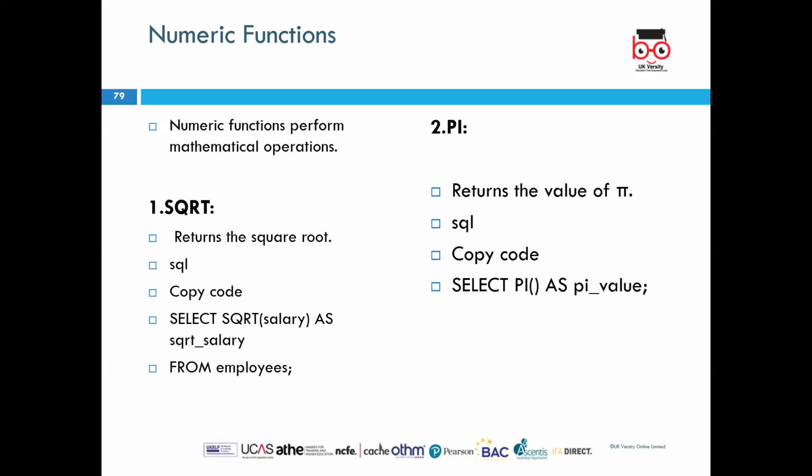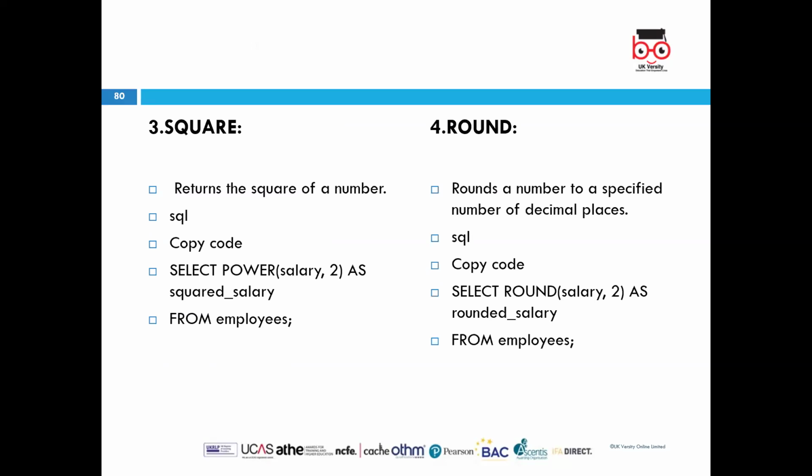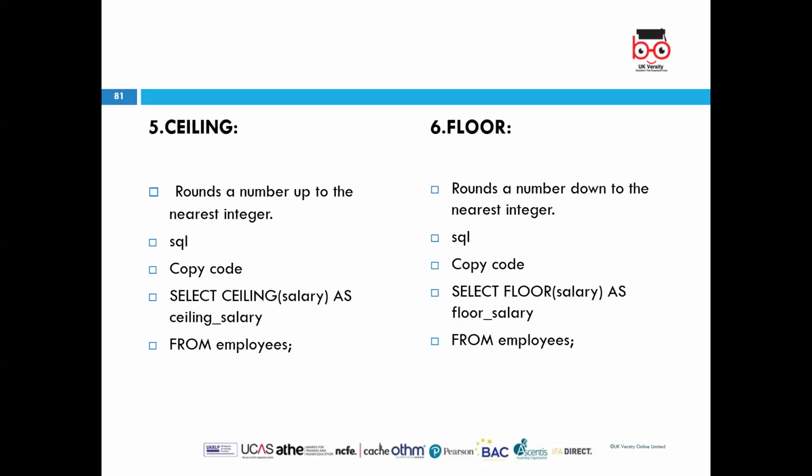Then we have numeric functions, which perform mathematical operations. Sqrt returns the square root, and with pi, we return the value of pi. Square returns the square of a number, and round rounds the number to a specific number of decimal places. Ceiling rounds the number up to the nearest integer, and floor rounds the number down to the nearest integer.